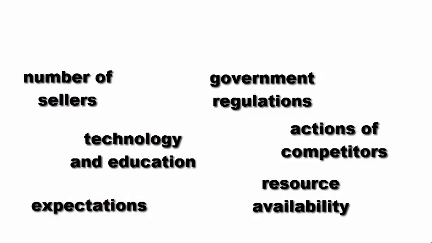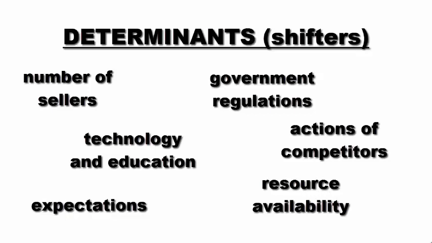While these variables are referred to by different names in different publications, in the Georgia Standards of Excellence we use the word determinants with shifters in parentheses. These variables ultimately determine where the supply line lies on the graph, and changes in the variables can shift that location. Before we go over what the determinants are, let's take a look at how they work.